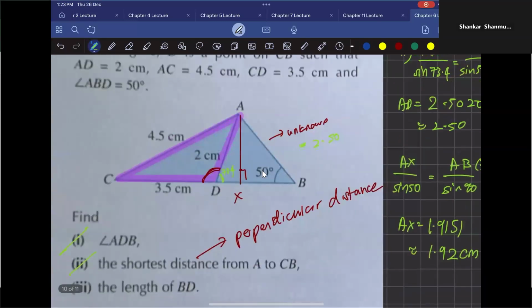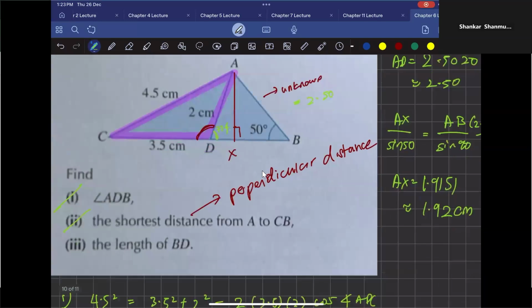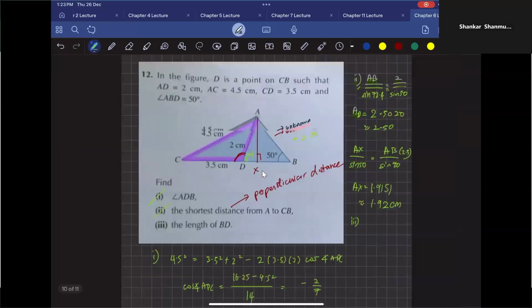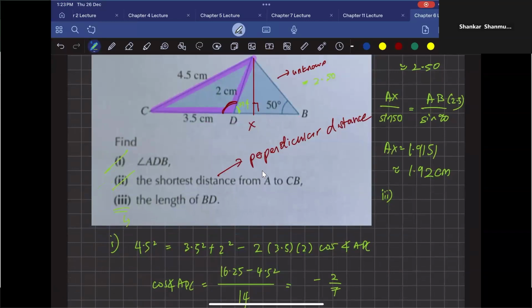And then your part 3, the length of BD. Again, this should be simple. You can just use your sine rule again to find your BD, or you can also use your cosine rule, but sine rule will be easier. I want you to try this part by yourself. I will go through it during lesson.